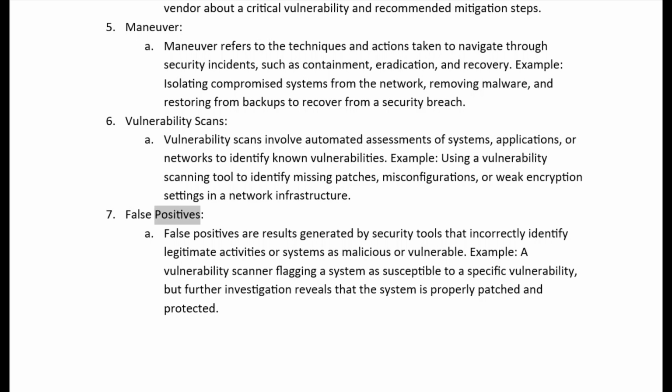False positives. False positives are results generated by security tools that incorrectly identify legitimate activities or systems as malicious or vulnerable. Example: a vulnerability scanner flagging a system as susceptible to a specific vulnerability, but further investigation reveals that the system is properly patched and protected.